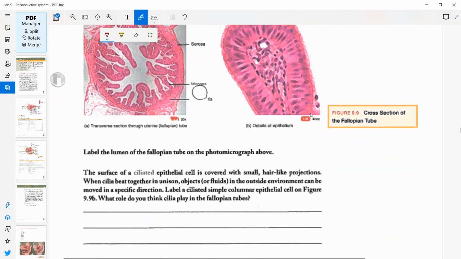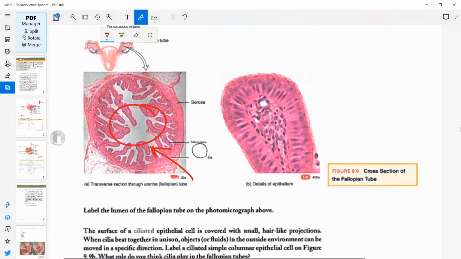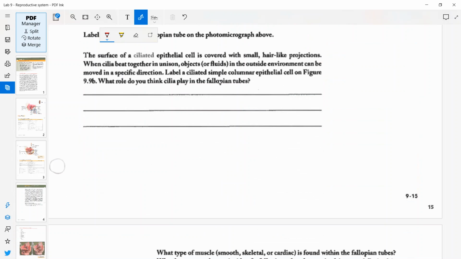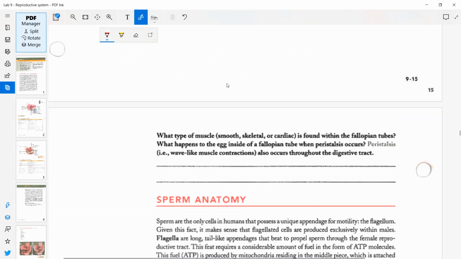Histology of the fallopian tube. So that's a lumen of fallopian tube, ciliated epithelial cells, and here you can see many individual ciliated epithelial cells. Here you see cilia. The role that cilia play in the fallopian tubes is to propel the secondary oocyte towards the uterus. Of course, smooth muscle is found within the fallopian tubes, and secondary oocyte inside of a fallopian tube is pushed forward towards uterus when peristalsis occurs.